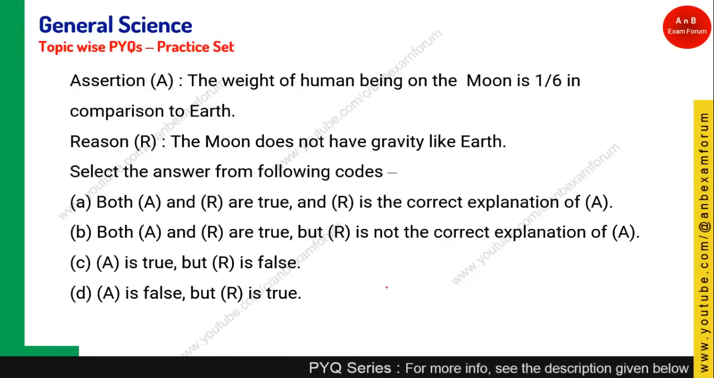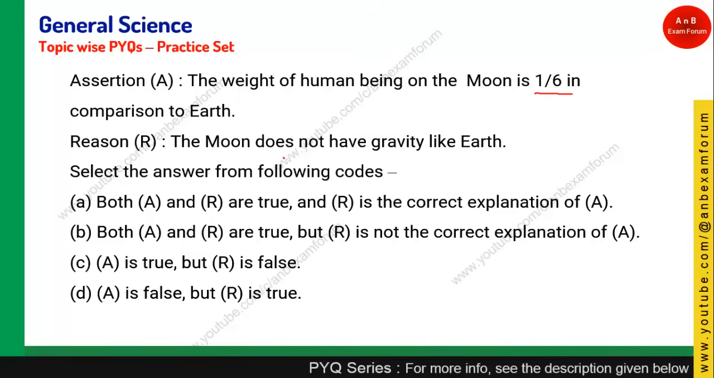Let's see the next question. The weight of a human being on the moon is 1/6 as compared to Earth. The moon does not have gravity like Earth. A very simple one. So option C, if you see, option A is true. Yes, A is true. We know that the weight of a human being on the moon is 1/6 in comparison to Earth. But the reason he is telling, that the moon does not have gravity like Earth, is not true.